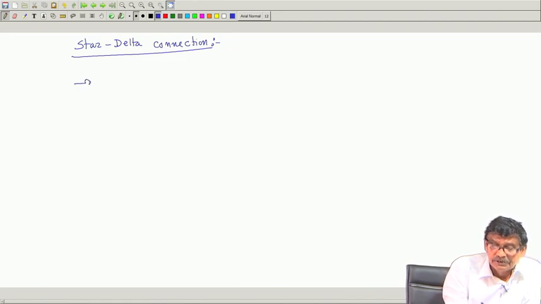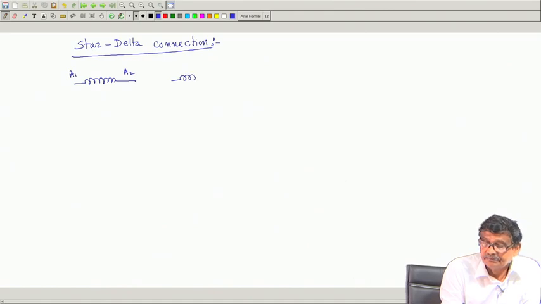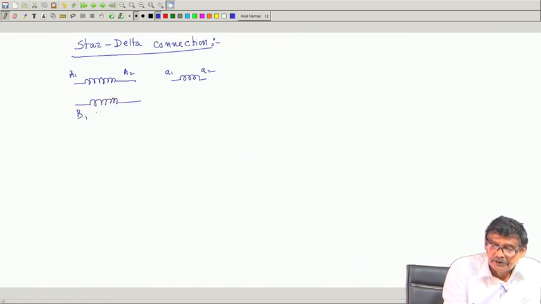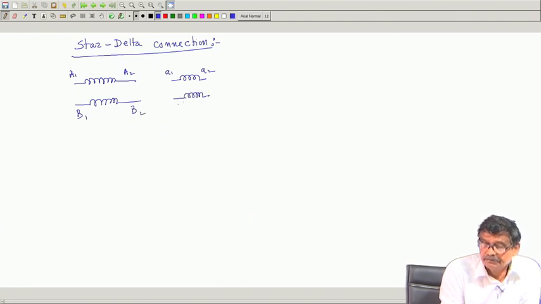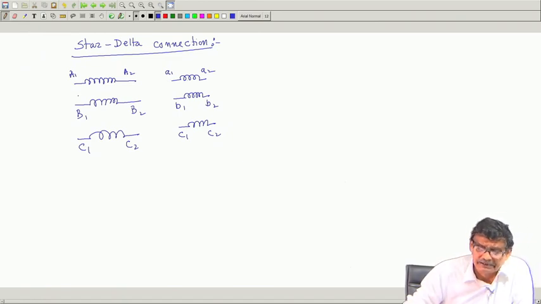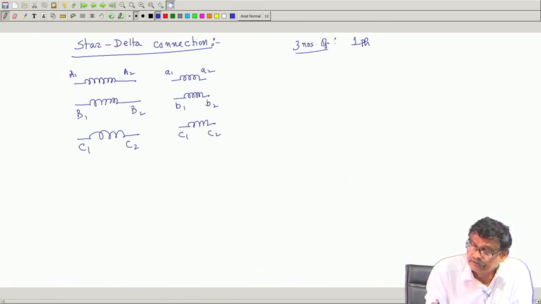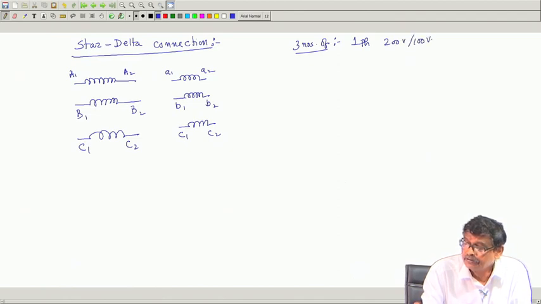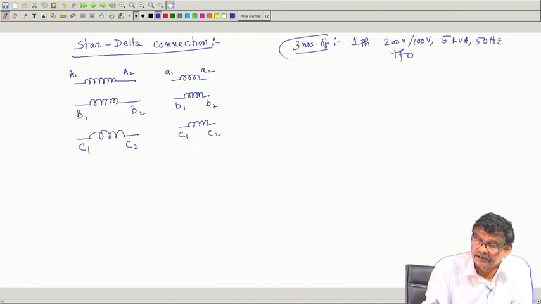So, once again follow the steps, draw the coils A1 A2, each secondary small a1 a2, second transformer B coil B1 B2, and third transformer C1 C2, and its c1 c2. The number of turns of each of the secondaries are the same, each of the primaries are the same. That is understood, because the ratings of each of the single phase transformers, I have taken 3 numbers of this transformer. What is that? 200 volt by 100 volt, 5 kVA, 50 hertz, single phase transformers. 3 numbers I have taken, each one of them is this.